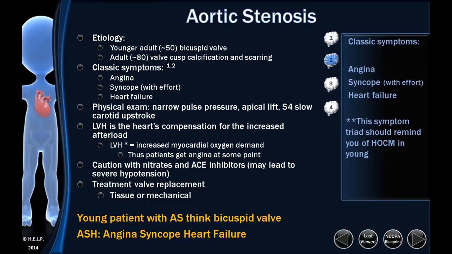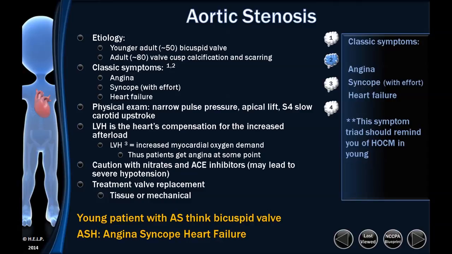So the physical exam, we described all of these things here. Remember there's LVH, so that's why you get the S4 heart sound. So with these patients here, you got to be cautious when using nitrates and ACE inhibitors because that can cause them to get very low blood pressures. The treatment is to do valve replacement. So remember, if they're young, by the age of 50, then they had a bicuspid aortic valve. Bicuspid aortic valves lead to early aortic stenosis. So sometimes they'll ask a question, young man comes in, he's got coarctation of the aorta, he's got associated bicuspid aortic valve.